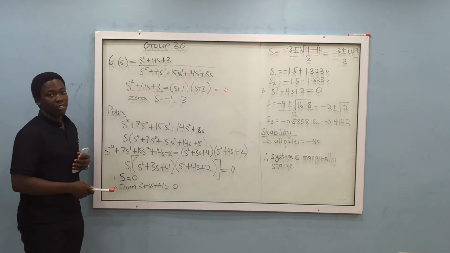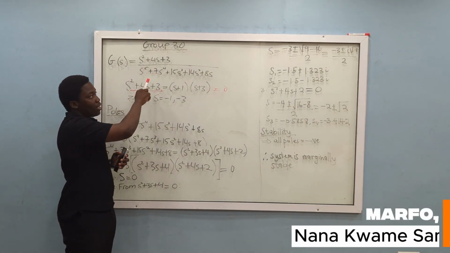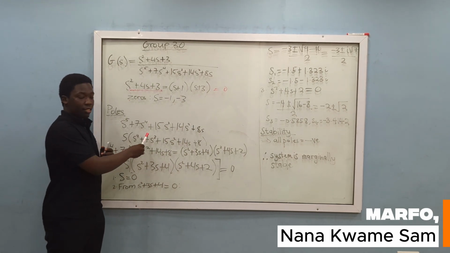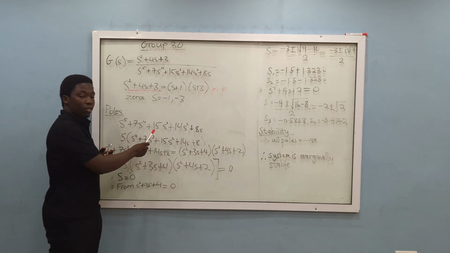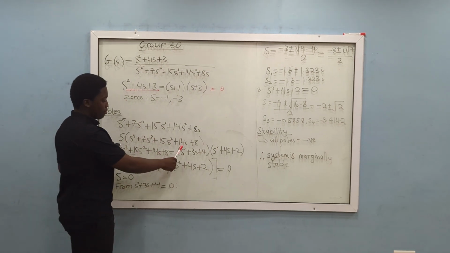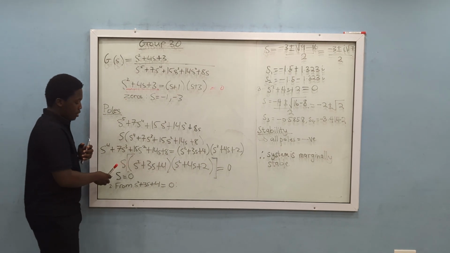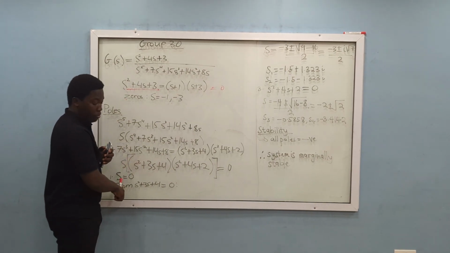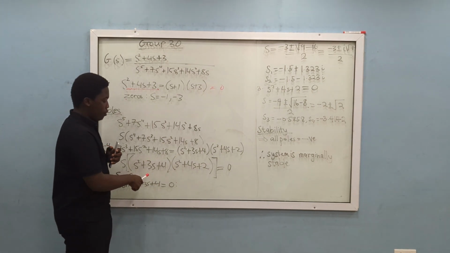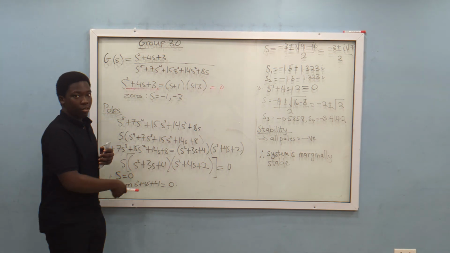Solving for the poles of the transfer function, which are the roots of the denominator of the transfer function, we factorize s from the denominator to get this expression. Then upon further factorization, we get s, open bracket, s squared plus 3s plus 4, and s squared plus 4s plus 2, all equal to 0.